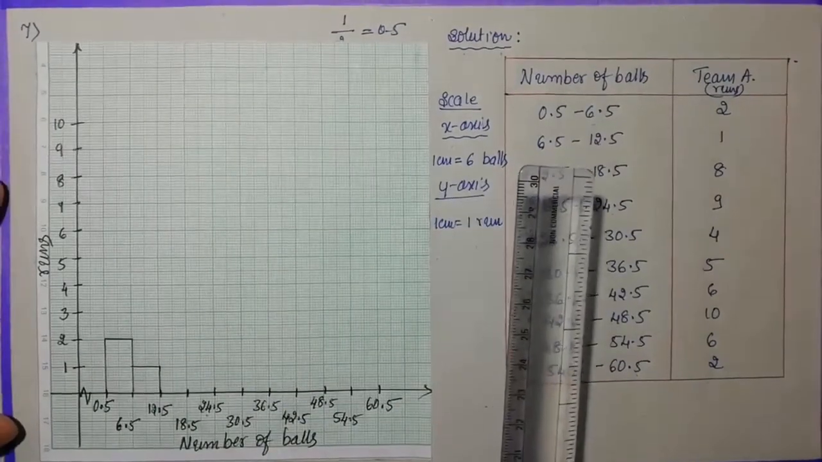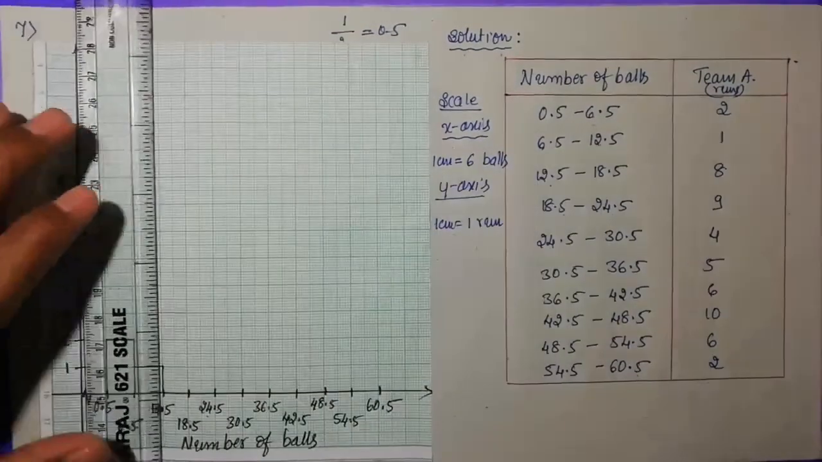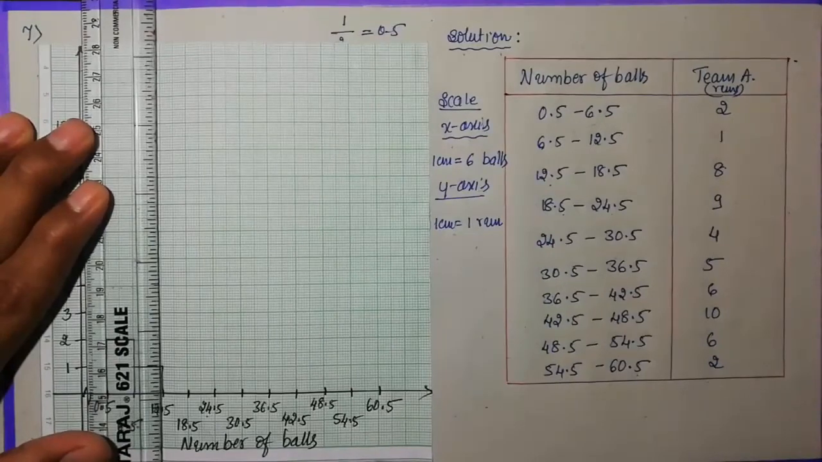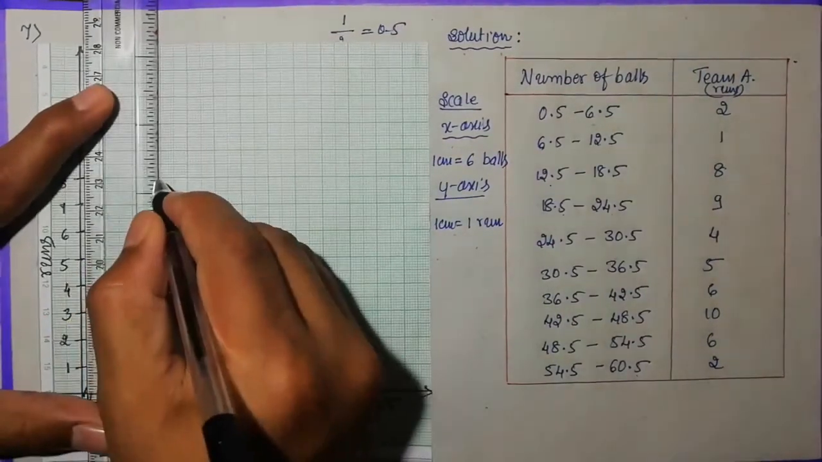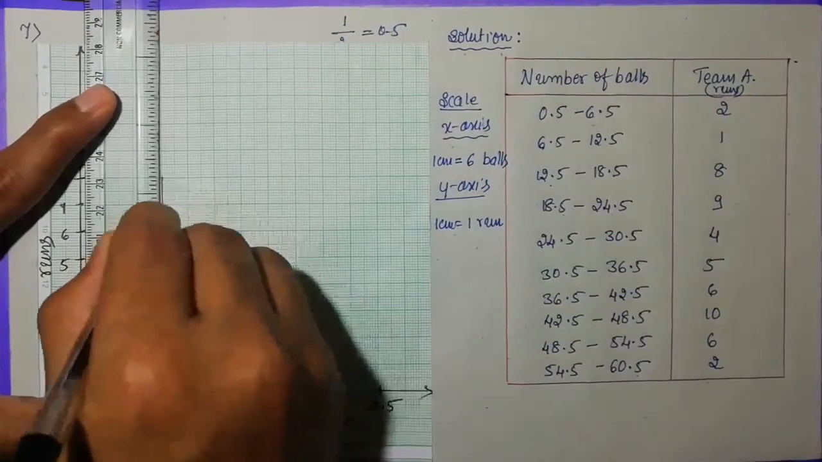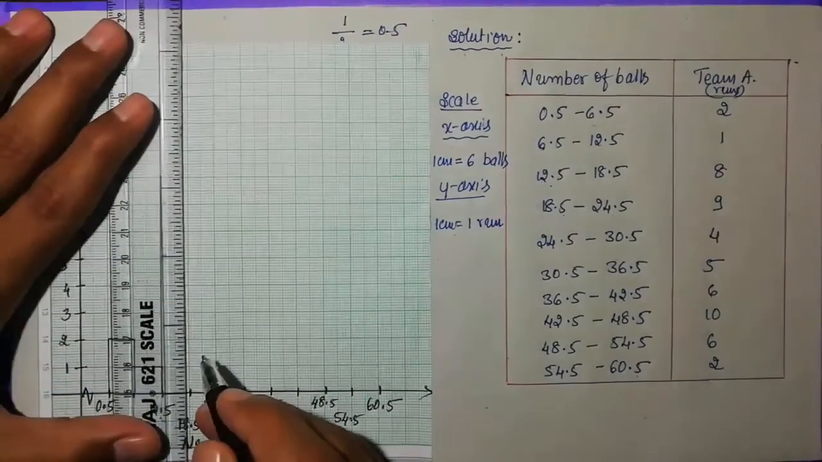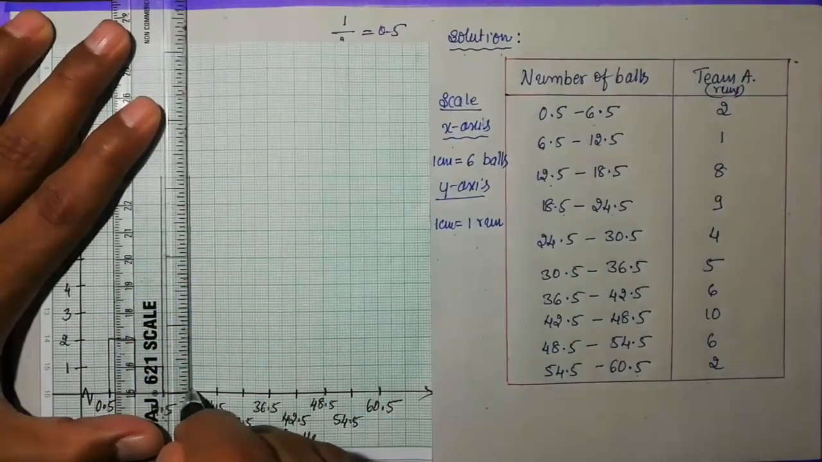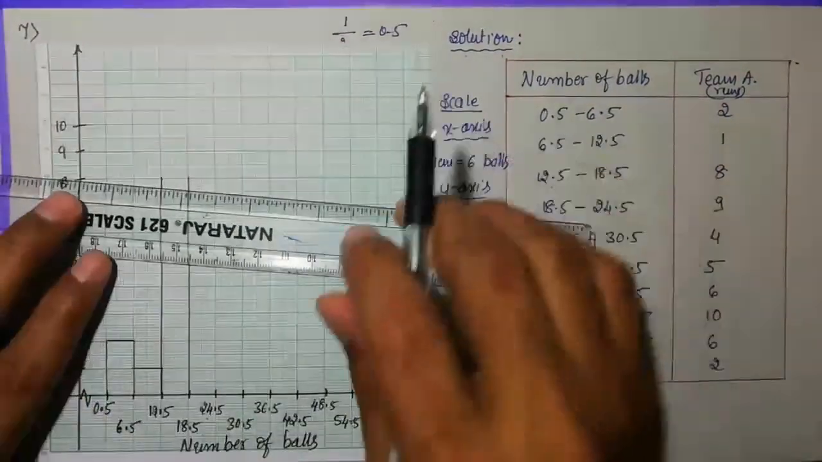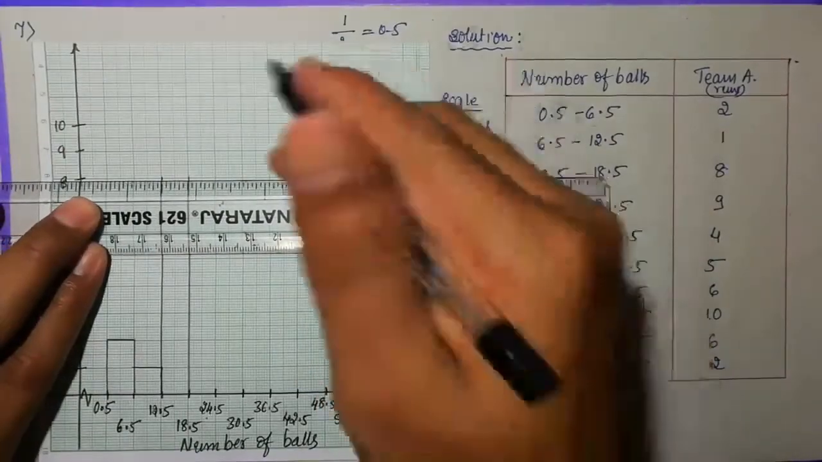Okay, so it is 8 means you need to draw the rectangular bar up to here, 8 units, in the direction of the y-axis. Here it is 8, so that's why you need to draw up to here, 8. So now you need to close the top also.